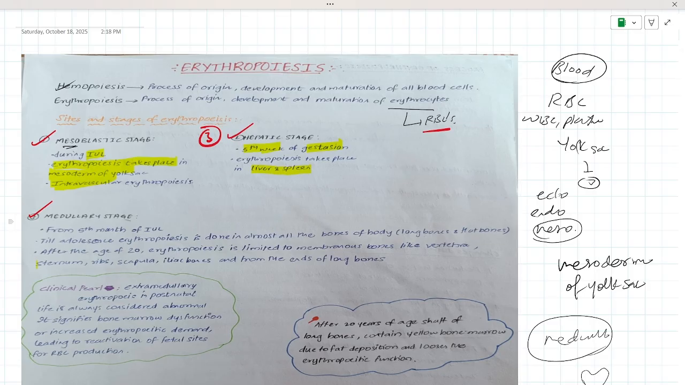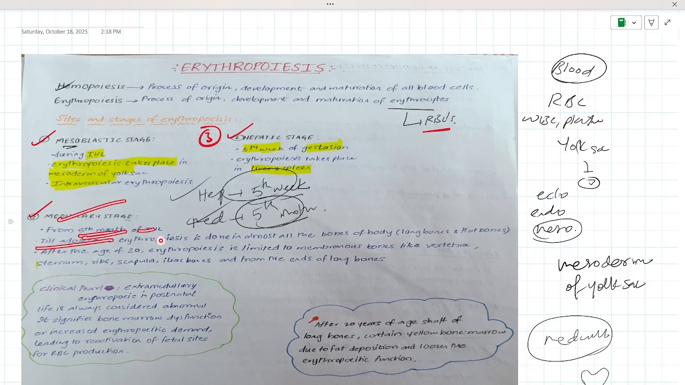Please don't confuse here. The hepatic stage is at the fifth week of gestation, whereas the medullary stage is at the fifth month of gestation. Please have clarity. Hepatic is at the fifth week, medullary is at the fifth month. The medullary stage is from the fifth month of intrauterine life till adolescence. Erythropoiesis is done in almost all the bones of the body, long bones and flat bones.